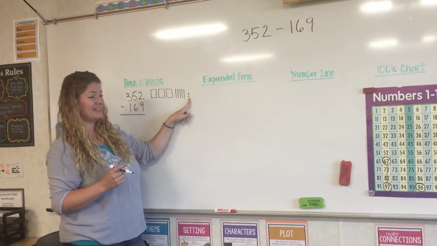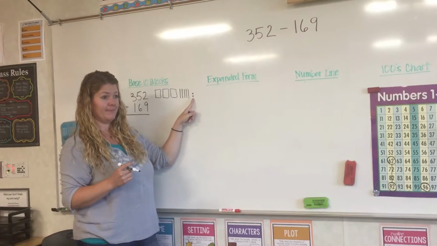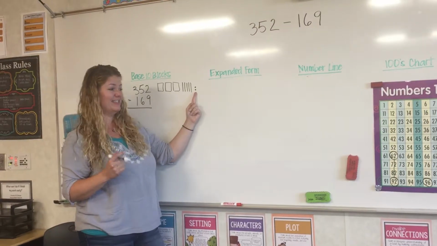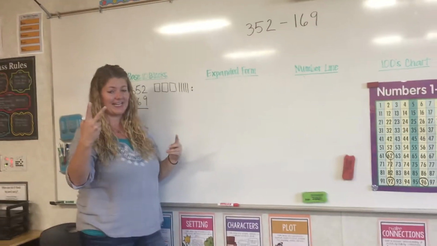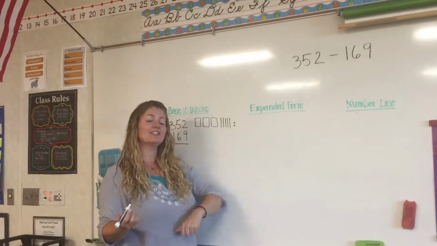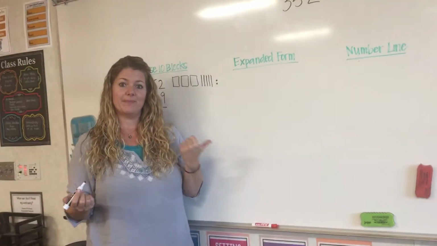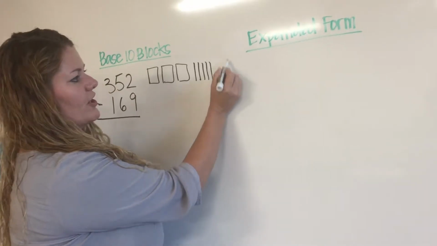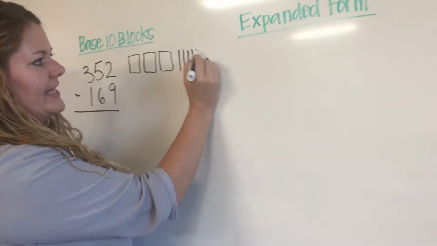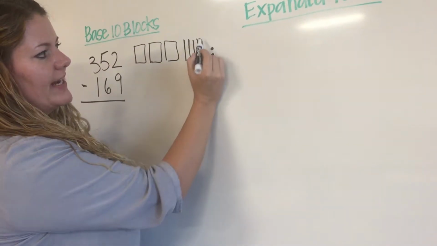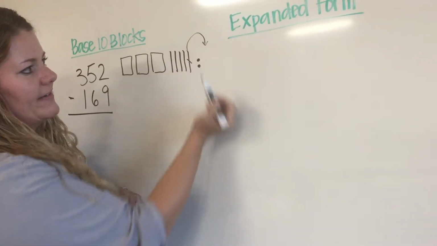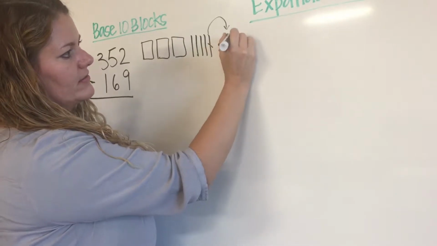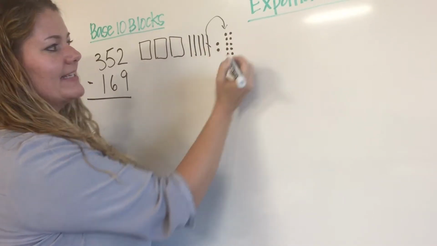So I have to think to myself, how am I going to take 9 things away from 2 things? Like if I have 2 cookies, I can't eat 9 cookies. So I need to go to the store and get a box or package of 10 more. So I'm going to go next door and get 10 more. So I'm basically trading this stack of 10 for 10 ones. So my number hasn't changed at all.